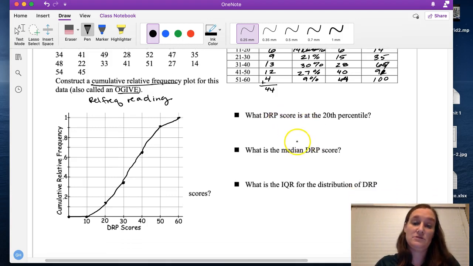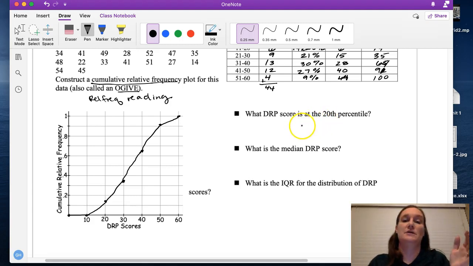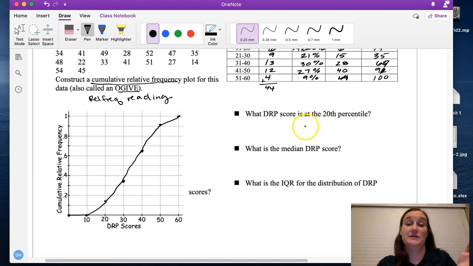All right, so then you can answer some questions about this. What DRP score? So now percentile. Percentile is where, if you're in the 90th percentile, I'm better than 90% of people who take this test. What this means for this graph is your 20th percentile is 0.2 here. It's your cumulative relative frequency. So if we want to know the score that corresponds to the 20th percentile, that's the cutoff for 20% of your data. You find 0.2 and you go over, and it's going to be probably like 23, 24.